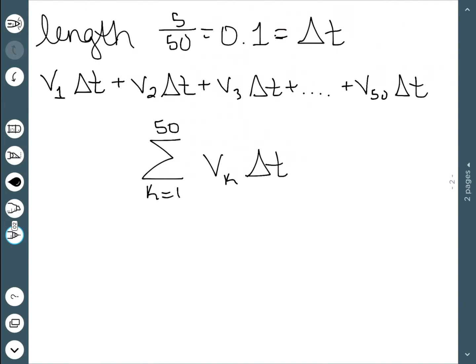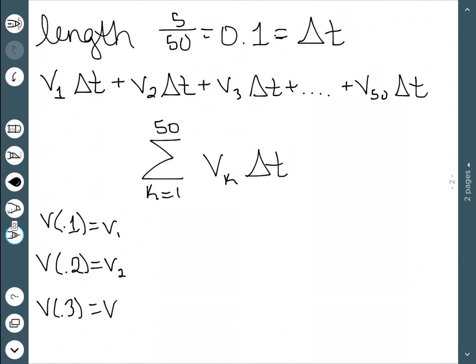In order to add these up, we need to know what these v sub k's are. If I think about it, my first interval stops at 0.1. So I'm going to find v of 0.1, and that's going to be v1. The next interval goes to 0.2, so that's going to be v2. v of 0.3 is going to be v3. And in general, v sub k is going to be v of k delta t. So now I have a basic idea, and I can start to look at summing this.